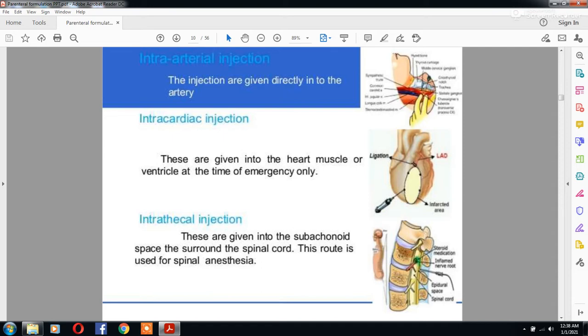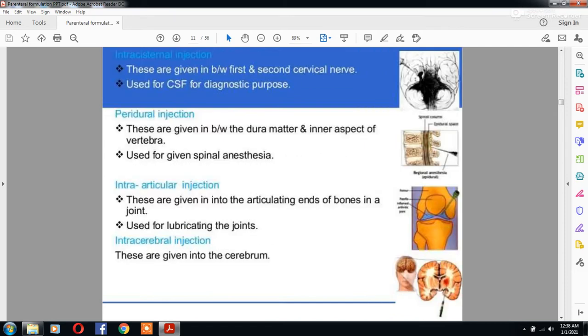Intrathecal injection. These are given into the subarachnoid space that surrounds the spinal cord. This route is used for spinal anesthesia, which is also called intrathecal injection. Intracisternal injections are injections which are given in between the first and the second cervical nerve. Intracisternal injection is used for cerebrospinal fluid collection for diagnostic purposes.